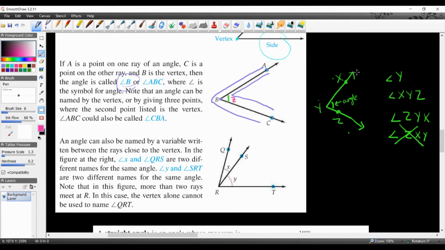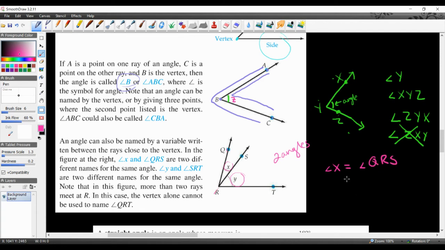Okay, so in this example that we have down here, they went ahead and cut it into two pieces. So we have two angles on this one. We have angle X and we have angle Y. Or you can also think of it as angle X would be the same as angle QRS.